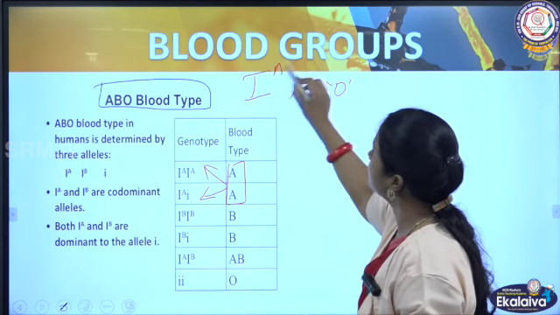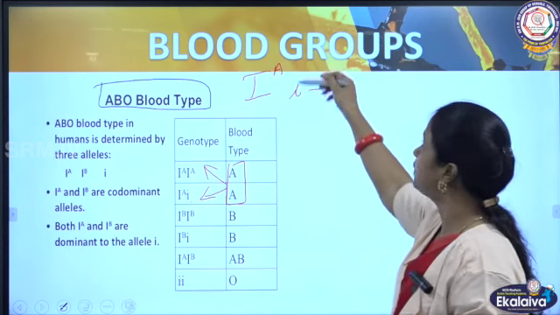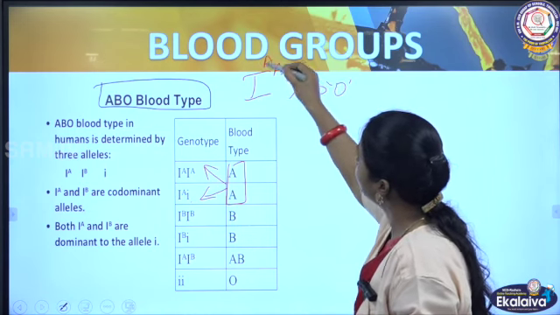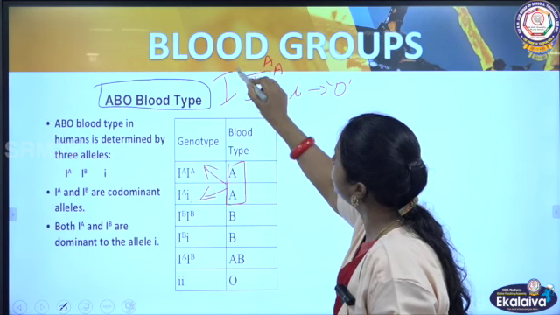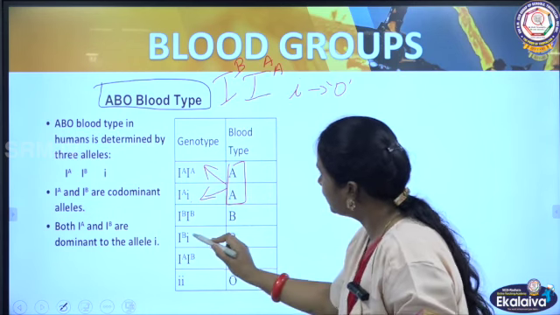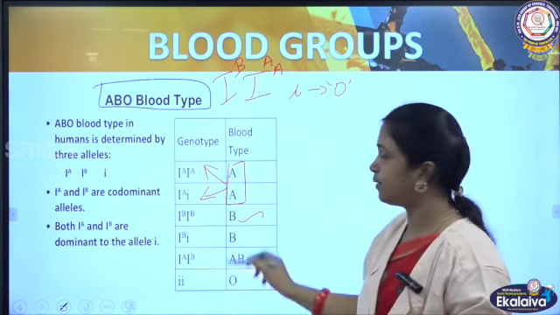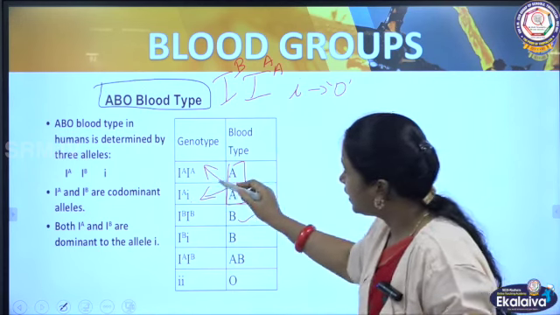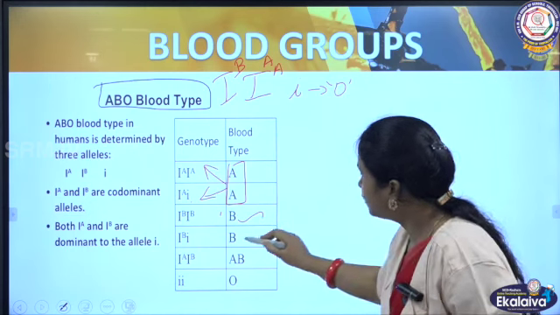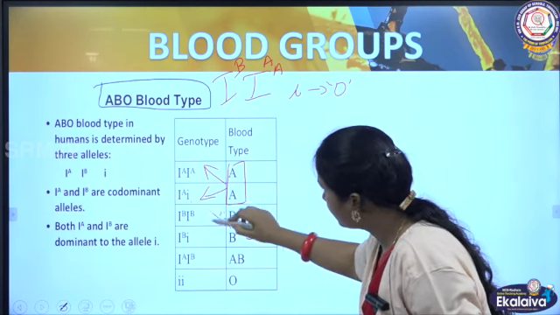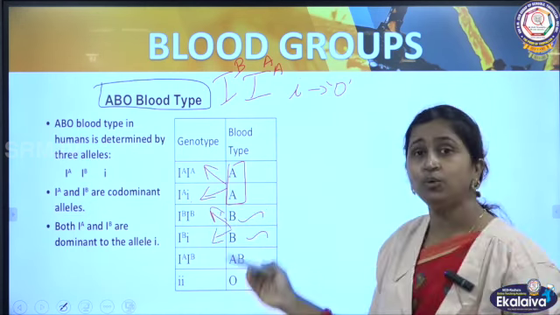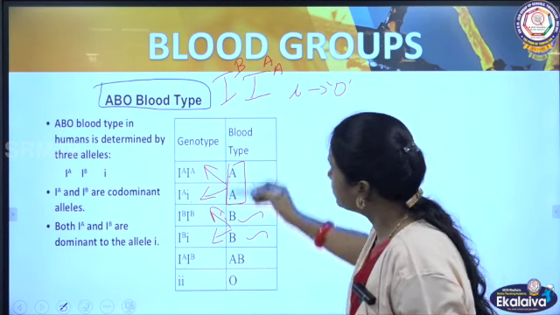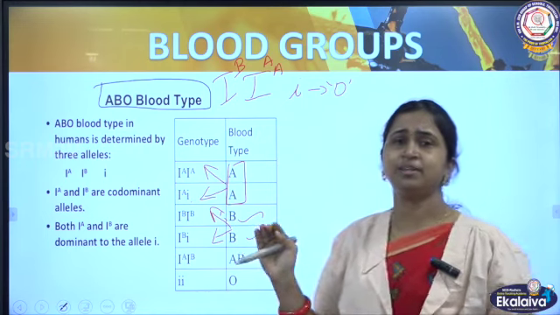Capital I is represented with the superscript A or B. Whatever it is, from that you will come to know it is A type. If I write IB, just find out where IB is. Here is IB, it is B type. Now, if you take A, there are 2 genotypes for A: IA IA and IA i. And for B, again 2 genotypes are there. One is the heterozygous condition, another one the homozygous condition. From this you will come to know something is recessive and something is dominant here.